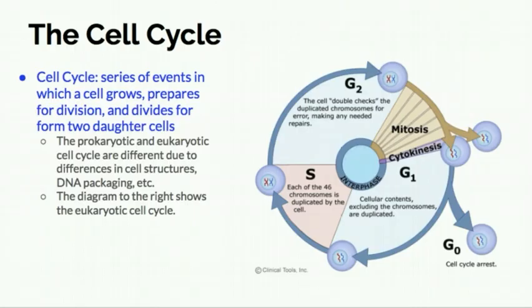So that brings us to the cell cycle. The cell cycle is a series of events in which a cell grows, prepares for division, and divides to form two daughter cells. The prokaryotic and eukaryotic cell cycles are slightly different. This diagram to the right, the one that you're going to be very familiar with by the end of this unit, is the eukaryotic cell cycle. And whenever we talk about the cell cycle, that's usually the one we're referring to.